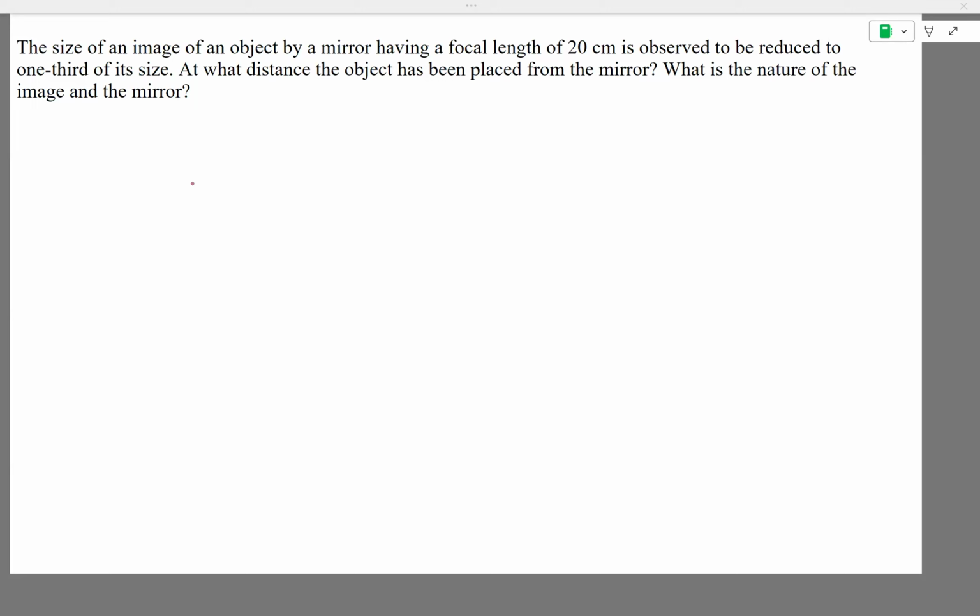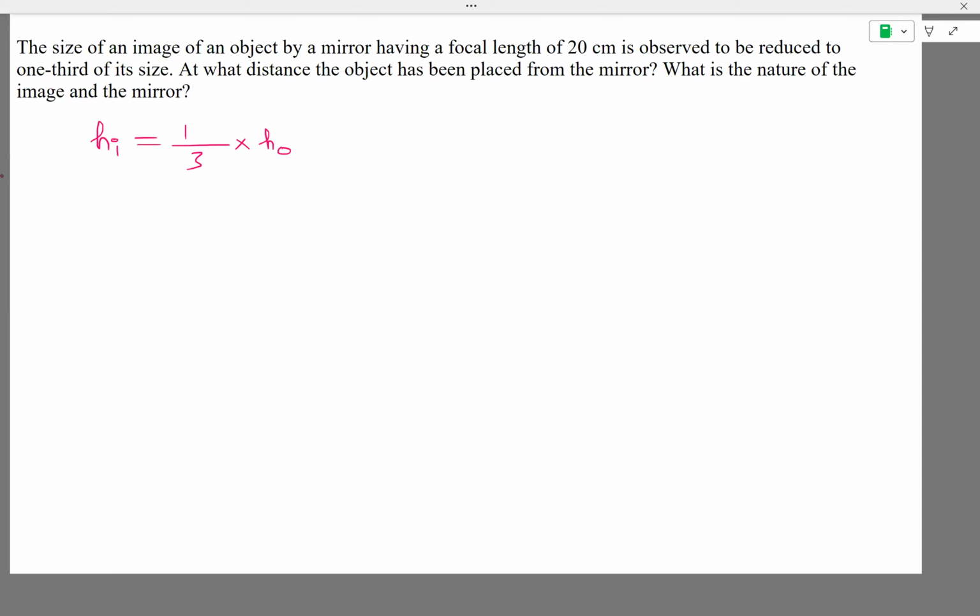Now see, in the question, they have not mentioned the type of mirror. They have just given the focal length and told that the size of the image is reduced to 1/3 of its object size. That means the height of the image, which I am going to represent as hi, is 1/3 of the height of the object. It is reduced.